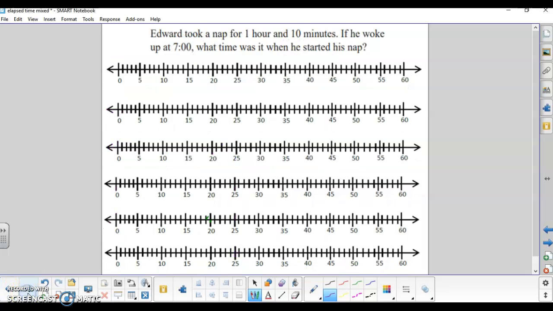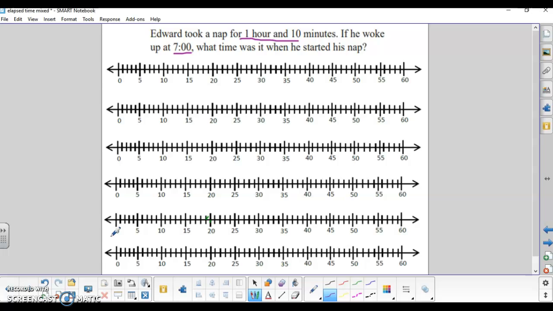Let's look at this one. Edward took a nap for 1 hour and 10 minutes. If he woke up at 7, what time was it when he started his nap? Again, we're starting with an end time, and we are going back 1 hour and 10 minutes. So go ahead, label your number line, and solve this problem on your own. Push pause, and let's check our work when you're finished.